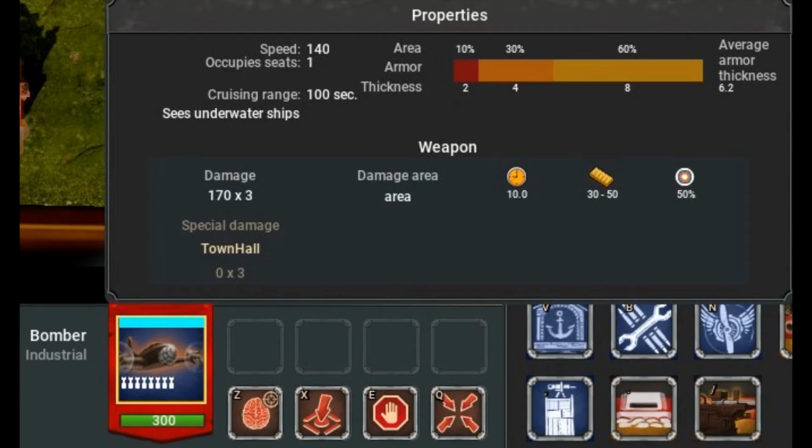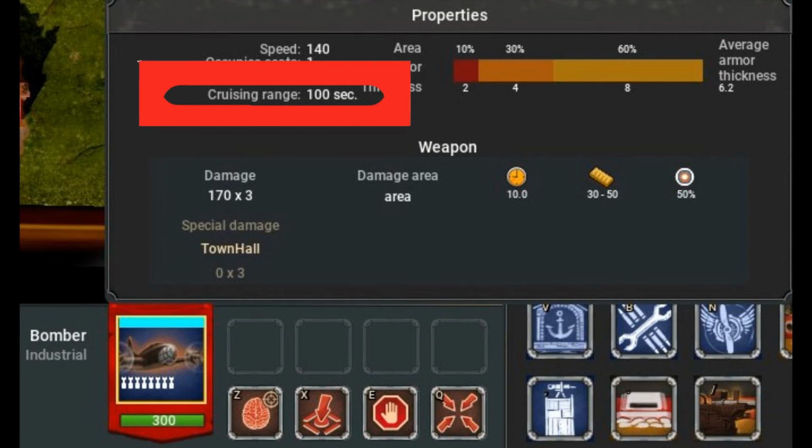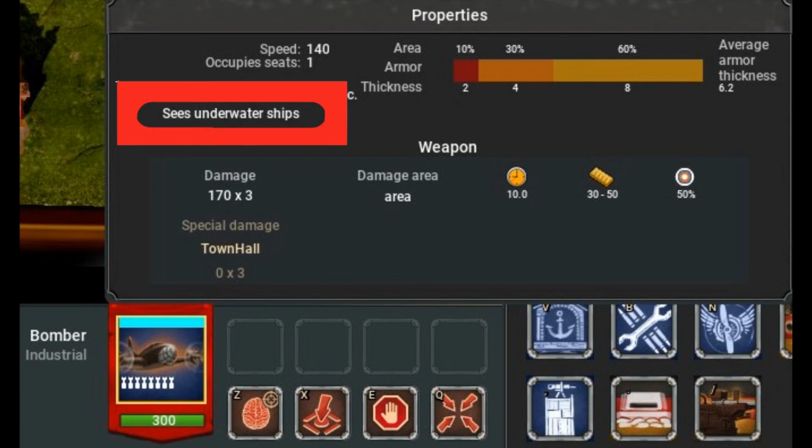The last unit stat I would like to show is the plane stat. Here you can see much more information, such as its cruising range. This bomber has 100 seconds. This is how long a bomber can last in the air before it has to make the journey back to its airfield to refuel. The text saying sees underwater ships shows that it can detect things such as submarines when they are underwater, and it can then target them with bombs. If a unit does not have this, they cannot attack or target underwater submarines.